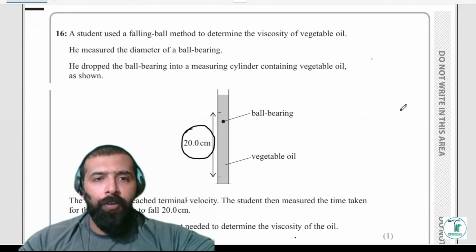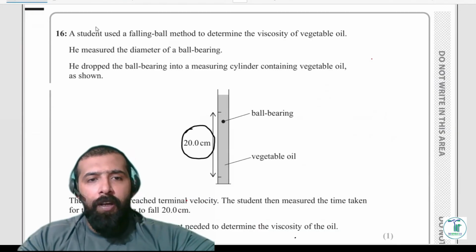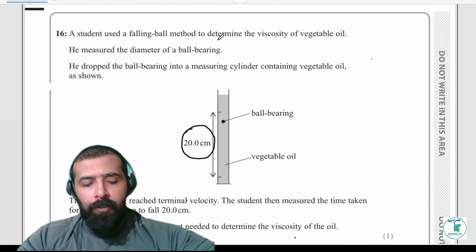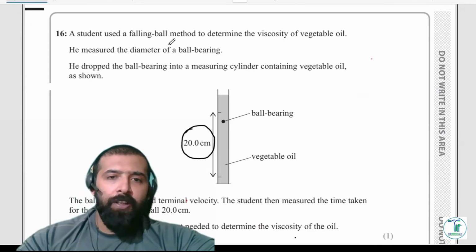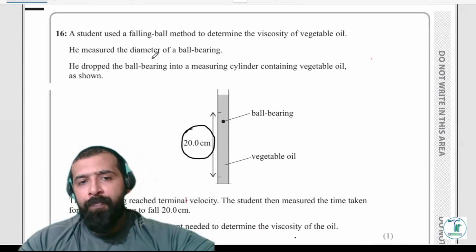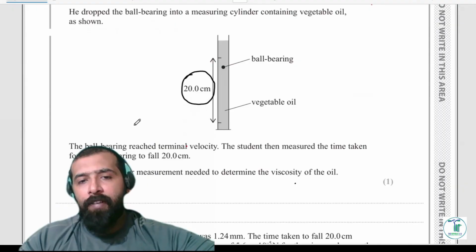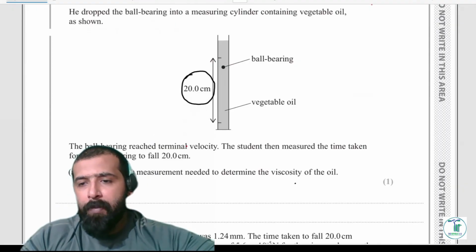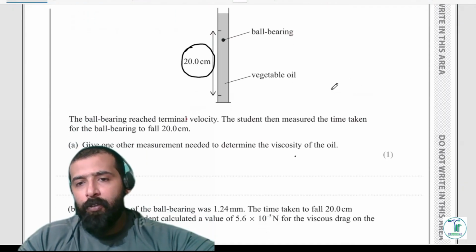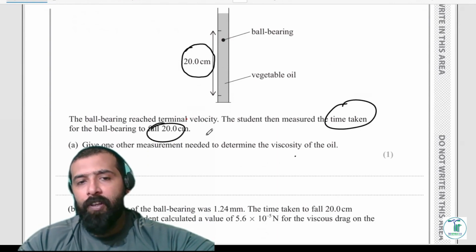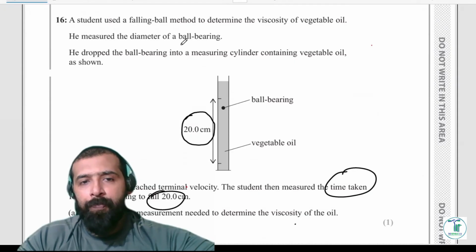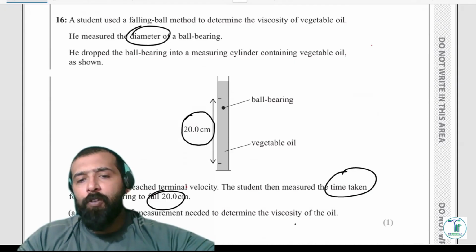So we've got this question now. A student used a falling ball method to determine the viscosity of the vegetable oil. He measured the diameter of a ball bearing. He dropped the ball bearing into a measuring cylinder containing the vegetable oil. The ball bearing reached the terminal velocity. The student then measured the time taken and the ball bearing. So you've got the time, you've got the distance, and you've got the diameter as well. Now you need to determine the viscosity, right?